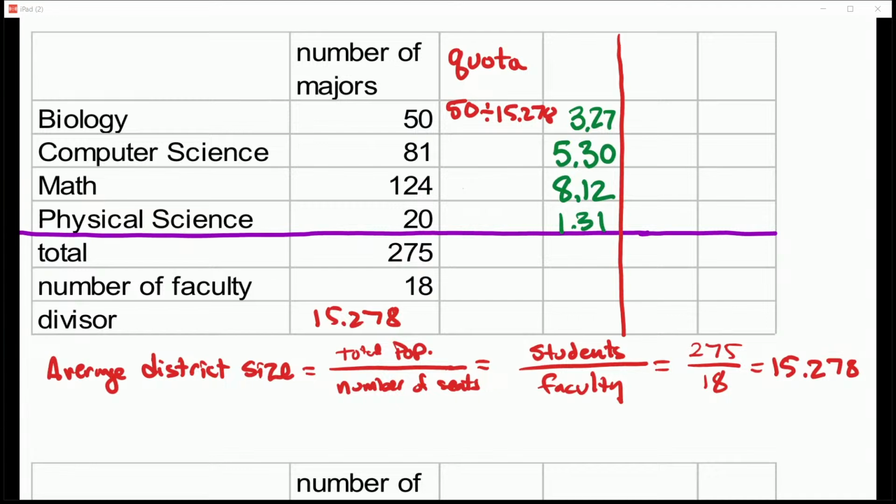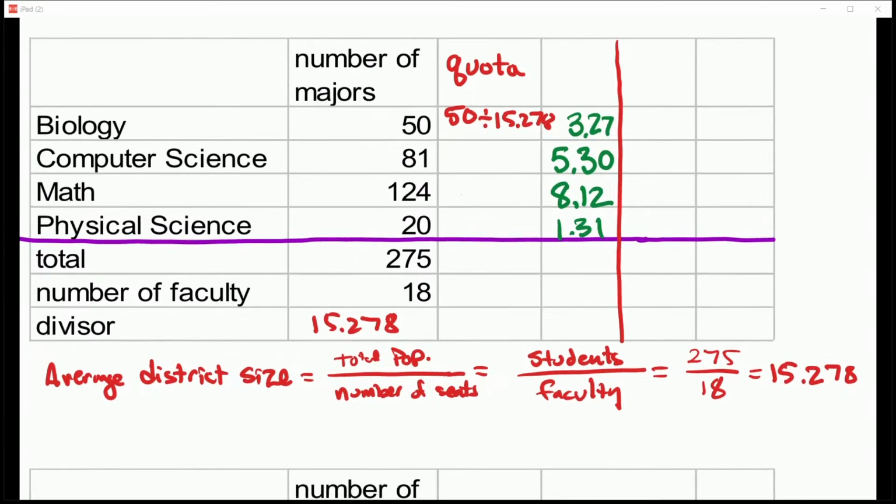So Hamilton says, let's compute the quota. Quota, if you think about what that word means, it's kind of like, this is what we deserve. So biology deserves 3.27. Computer science deserves 5.3. Now they're not going to get 5.3, but that's what they deserve if we could divide up the number of faculty perfectly. And math deserves 8.12. Okay, so that's the second step.